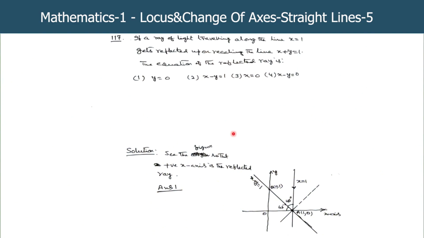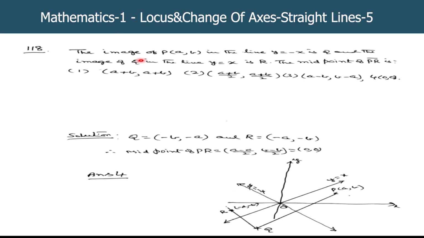Question 118. The image of the point (a, b) in the line y = -x is Q, and the image of Q in the line y = x is R. Then the midpoint of the segment PR is: 1) (a+1, a+b), 2) ((a+b)/2, (a+b)/2), 3) (a-b, b-a), and 4) origin (0, 0).